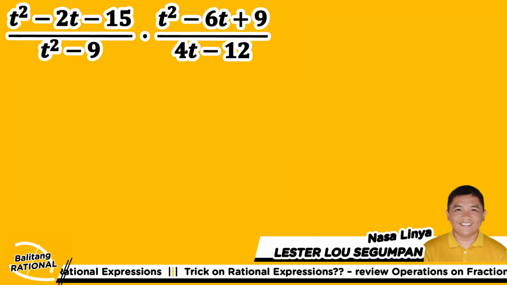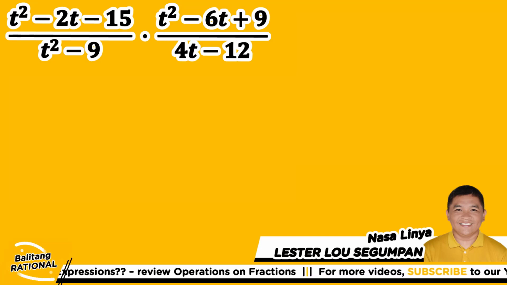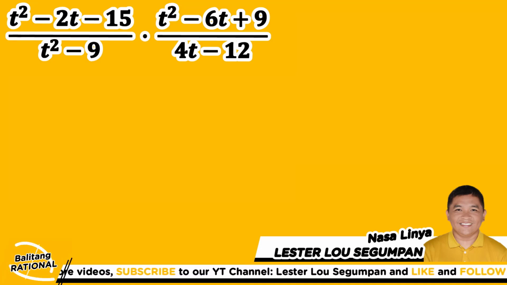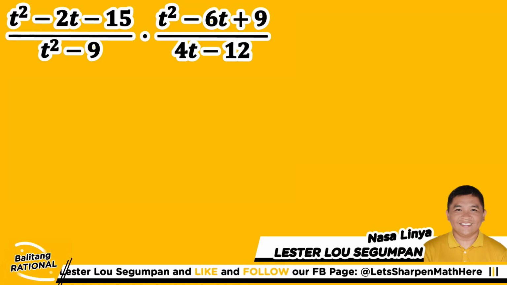Before we can multiply this, it's easier for us to look for the factors of all available terms or expressions para po madali nating masagutan yung ating hinahanap na simplified form. To start with, let us try to factor the numerator of our first term. It's a quadratic trinomial, so we are expected po to use the AC method. So dito natin ilalagay yung AC method natin.